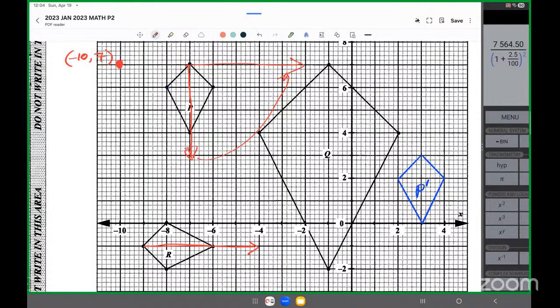So the next question is the center. How do you find the center? Most times the center of the rotation is the origin. This question, but this one is not the origin.